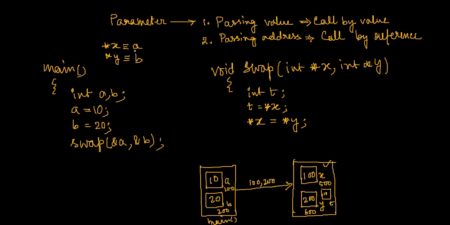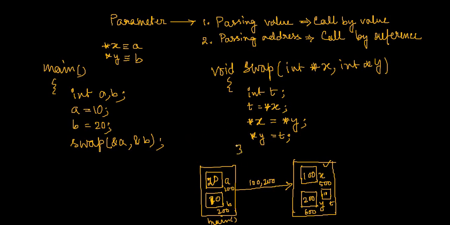So pointer x means a. So this part, 10 will be replaced by 20, because pointer y means content of b, that is 20. Fine. Now you can write pointer y equal to t. So what I had stored over here, that will be now replaced over here. So that means now content of b will become 10.